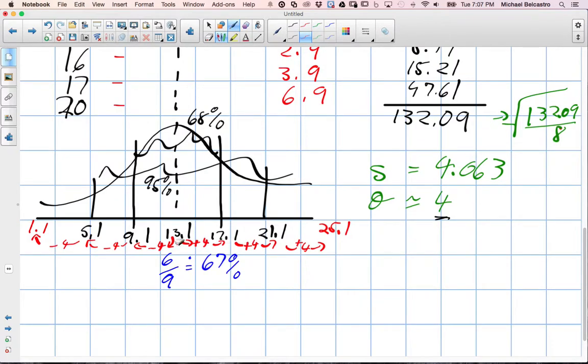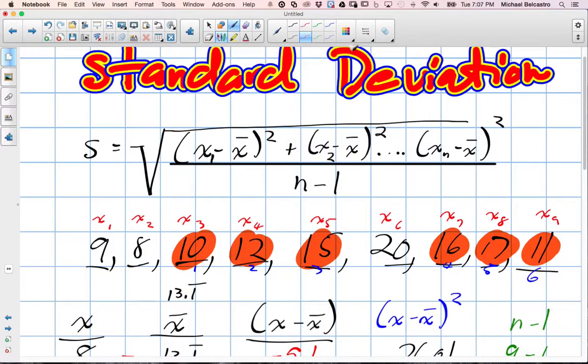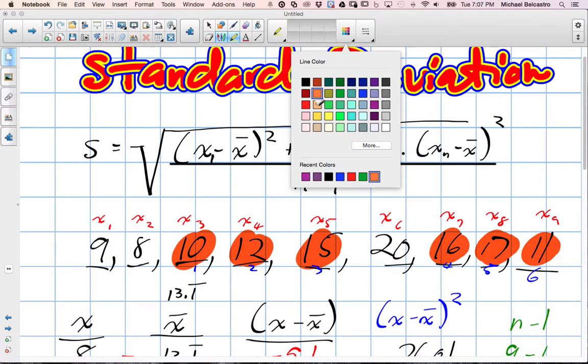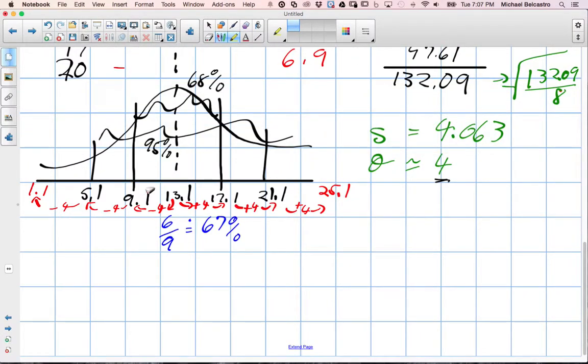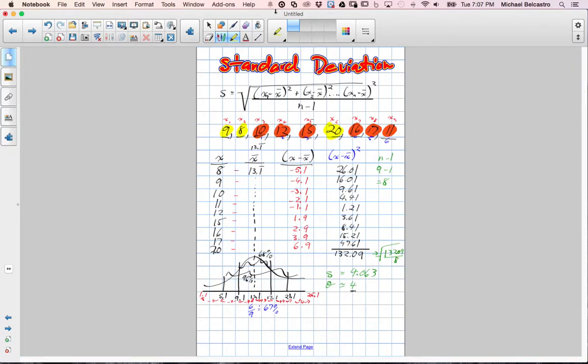If we look above, between 5 and 21, that was all of our data. Every piece of our data fell within there. So for us, it wasn't 95%. It actually happened to be 100% of our data that fell in there. And that's because we had a really small sample size with what we're doing.